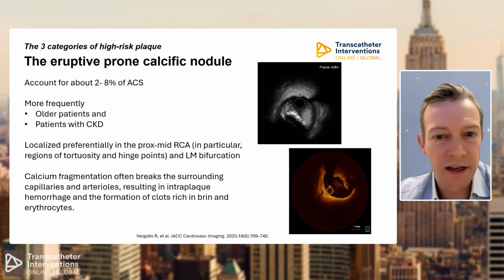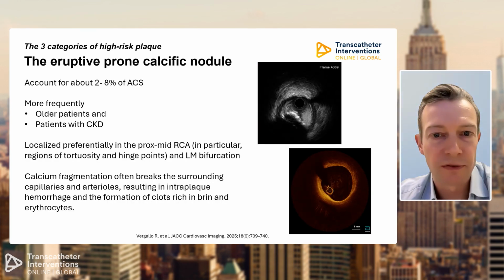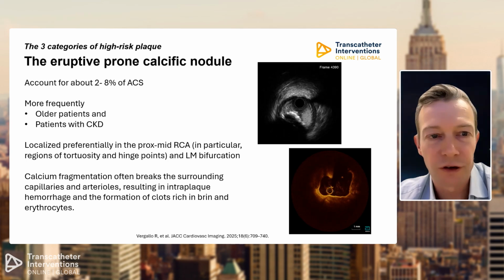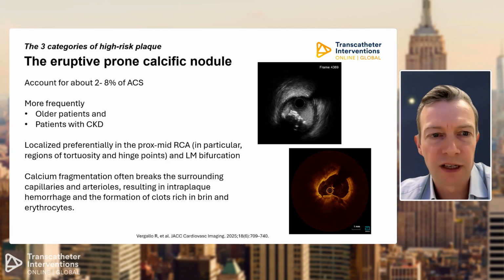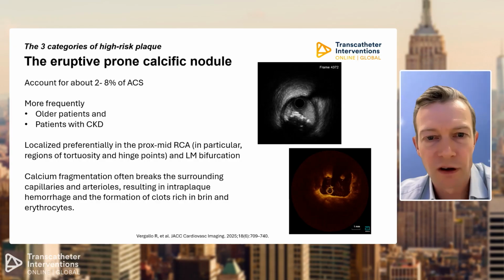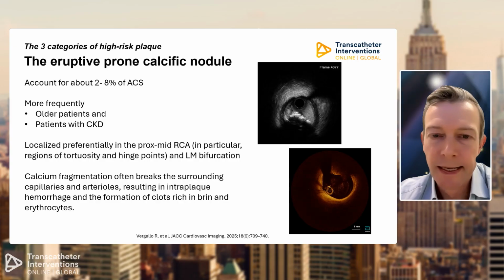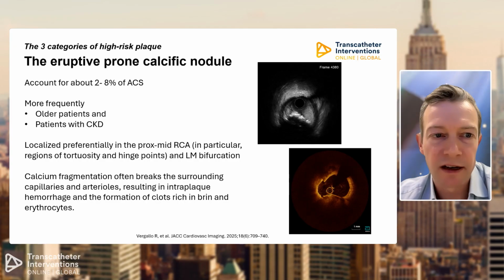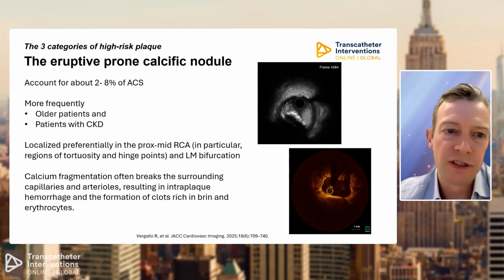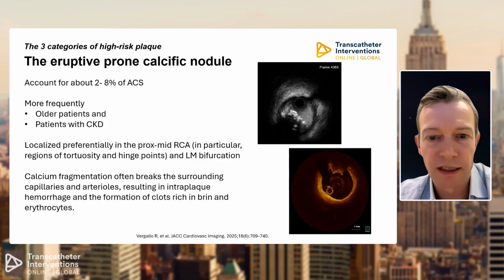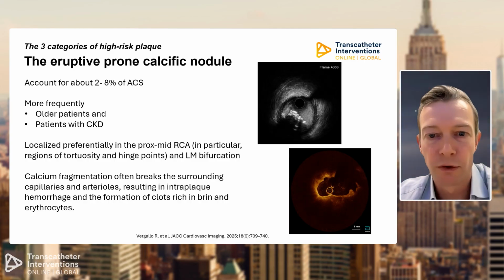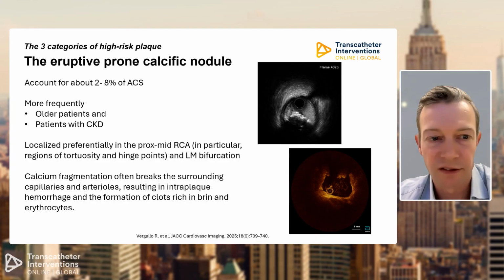Finally, and this is the nasty animal amongst the 3 different types of high-risk plaque, is the calcific nodule. With the focus on intravascular imaging and helping us to guide PCI, these nodules have received a lot of attention in the past decade. But what is important to realize is that they still account for about 2 to 8% of ACS cases. And not surprisingly, older patients and patients with chronic kidney disease, as you know, this is likely the most important precursor of calcific disease.